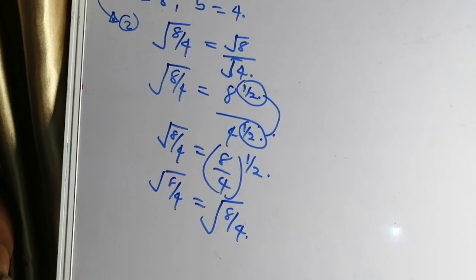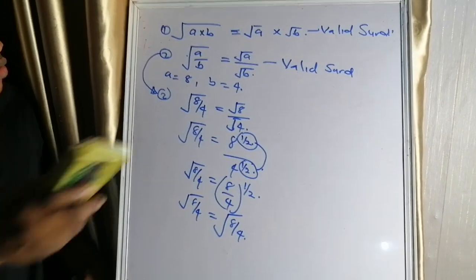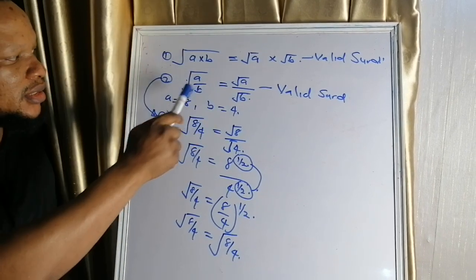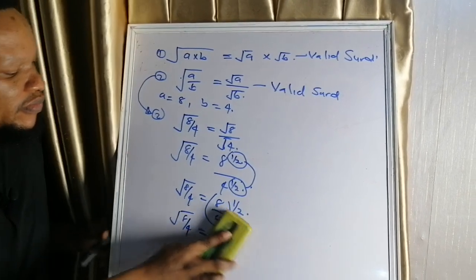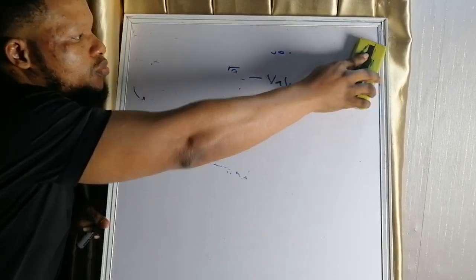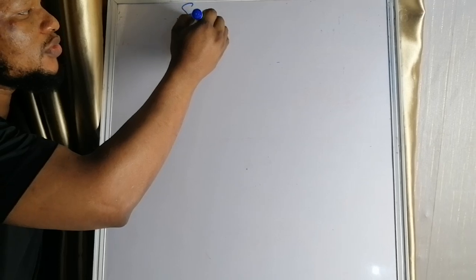So on the validity in SURD, multiplication is valid, and division is also valid. Now we can move to part 4 in SURD, which is simplification of SURD.